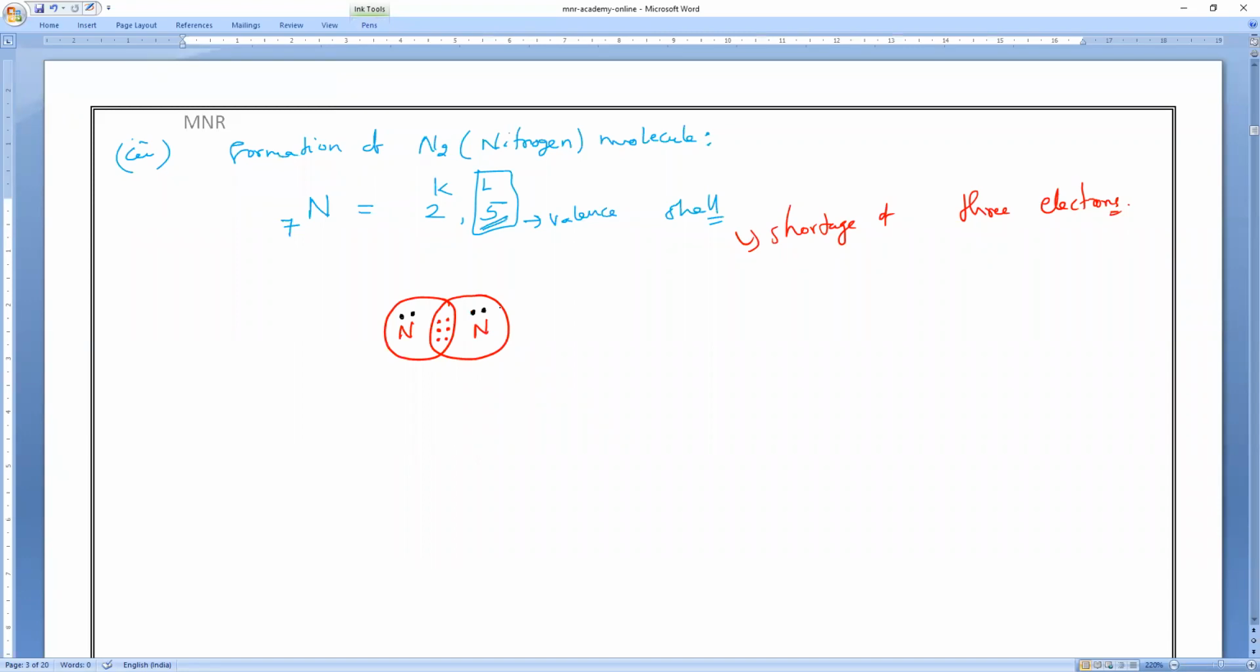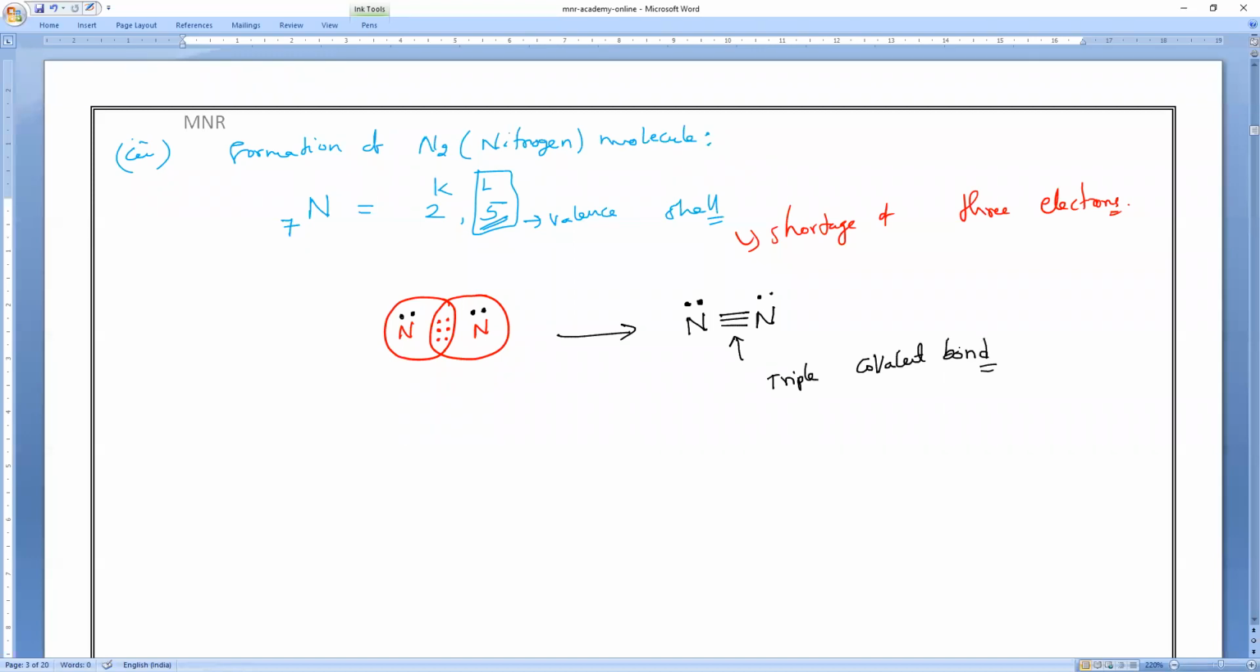Now look at only one nitrogen. How many electrons does it have? Count it: 2 plus 6, 8. This nitrogen also has 2 plus 6, 8. So both are satisfied and both acquire stability. Each pair of electrons is one line. So what is the bond here? Triple bond.